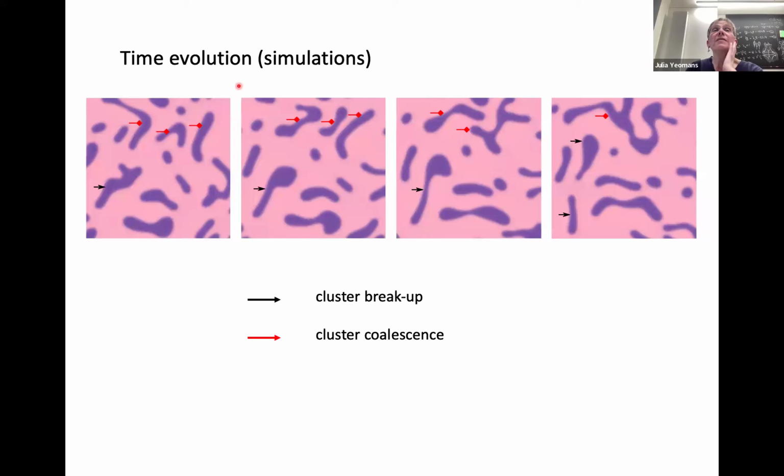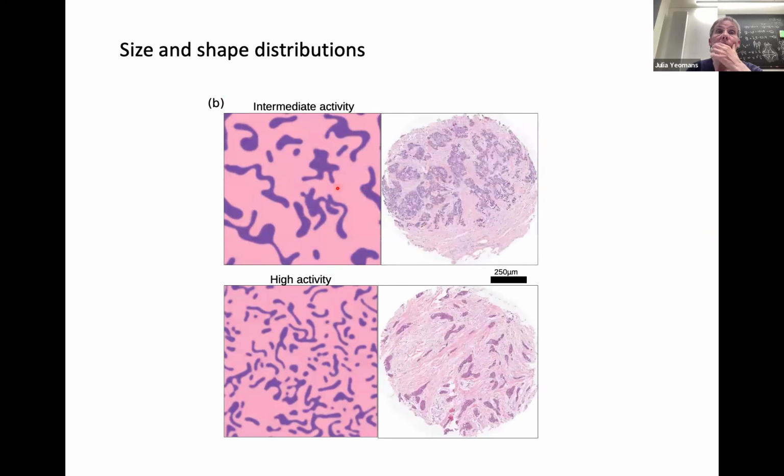This is time evolution in those simulations. What's happening is that these little clusters are forming. These are the active clusters. They're effectively doing active turbulence. They're either coalescing. These red arrows show ones which are coalescing in time, so they're getting bigger. This black arrow shows ones which are splitting up in time, so that one's getting smaller. And at least visually, we can compare what's happening between the simulations and the breast cancer clusters.